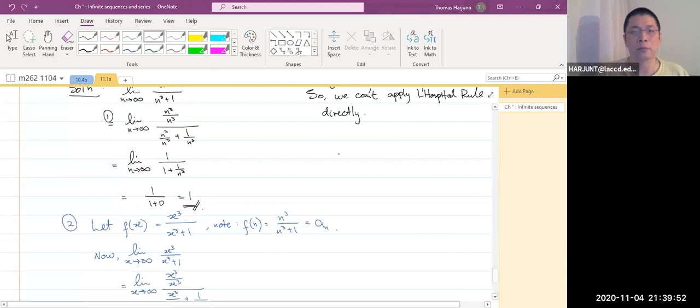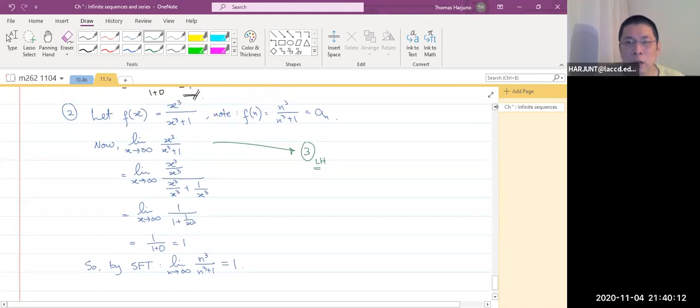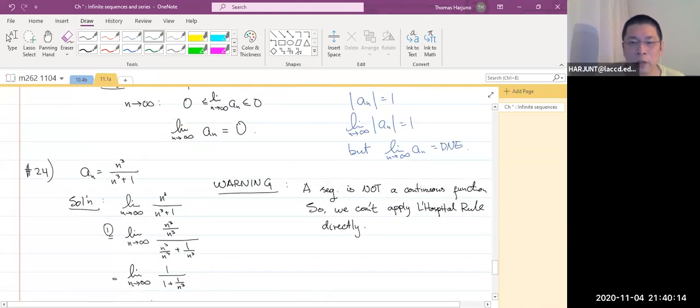The third method, let me steal it from here. The third method, I continue from there. Notice that the function is continuous right now, so I can now use L'Hopital's rule. This is what I meant earlier when I said you cannot apply L'Hopital's theorem directly. You need to go through the superposition function.